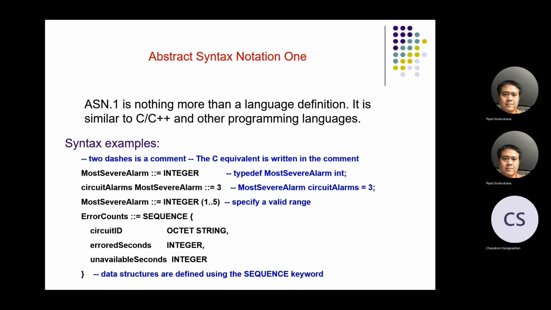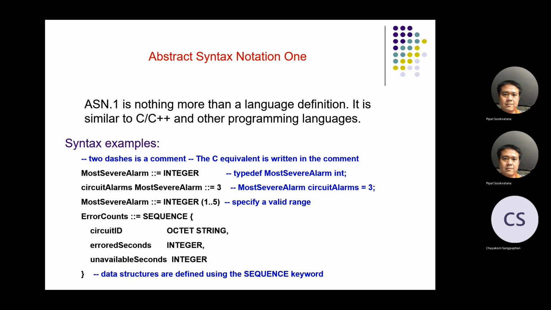You see this. How do you call this one in C? This is one of the data structures, right? So error count is a sequence of circuit ID, which is an octet string, error in seconds is an integer, unavailable seconds is an integer. Complex data structures are defined using the word SEQUENCE. This is ASN.1 type, which is very similar to C; actually C follows ASN.1 too. So we use this to define the data structure of SNMP. This is the basic that you learned already.